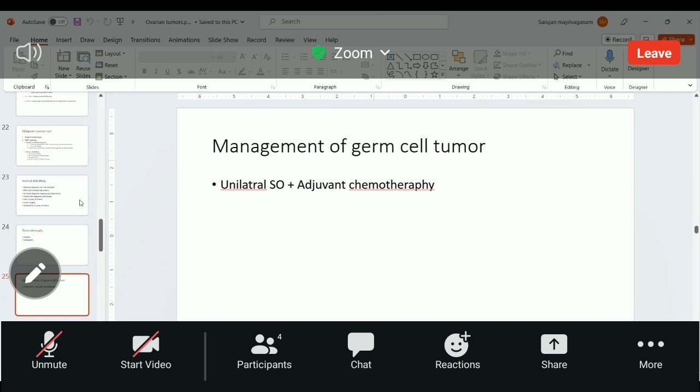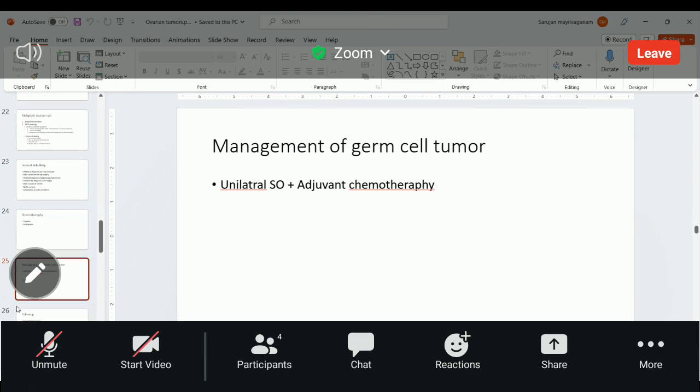So commonly epithelial tumor patients are given this. If there's a germ cell tumor, usually it occurs in a younger patient, so we can't go for the extensive TH and BSO because they may need babies. So what we are doing is unilateral salpingo-oophorectomy and adjuvant chemotherapy if the patient is fit enough. But if we can't do anything else, then we have to go for the full surgery. Otherwise, if it's possible, then we will be doing this. That depends on the stage of the tumor.